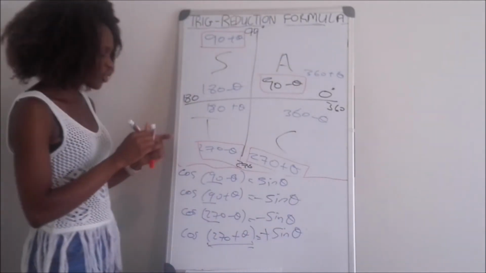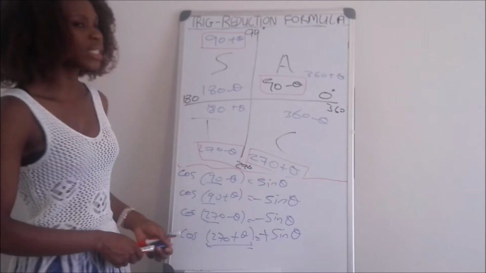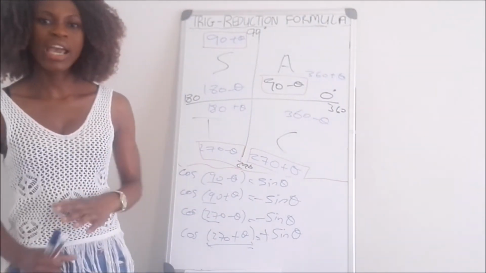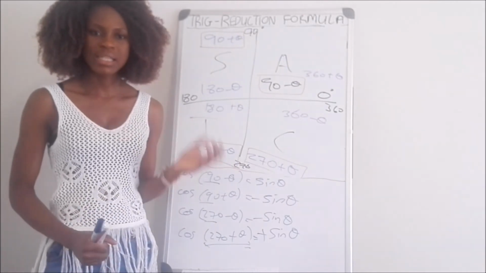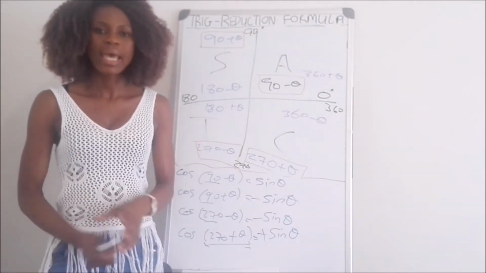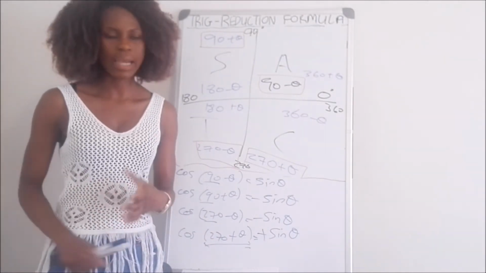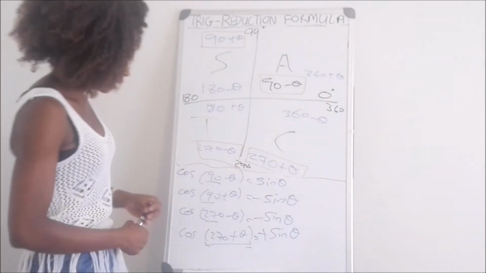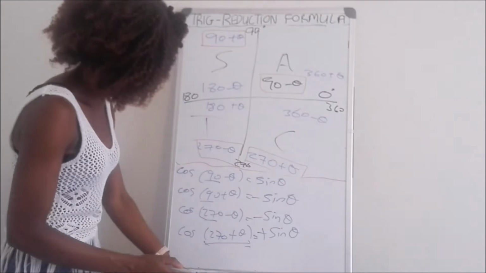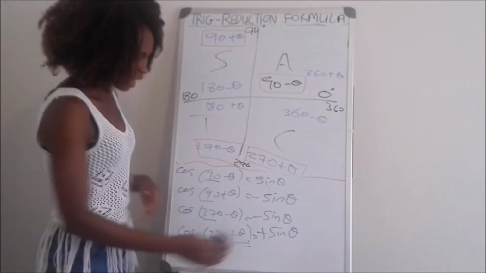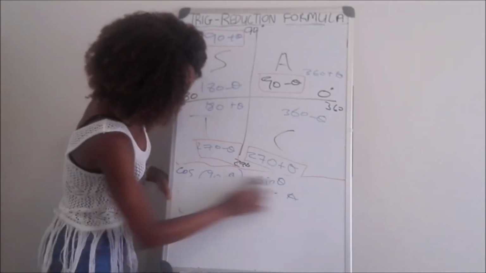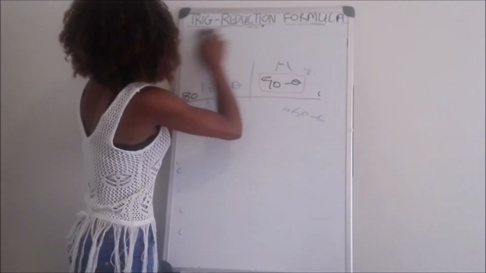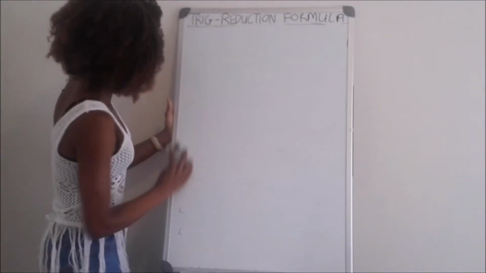Alright, with cofunction, what we must always take into consideration is with 90 and 270, and it only affects sine and cos. If it's sine, it changes into cos, and if it's cos, it changes into sine. Only in 270 and also in 90 degrees. Alright, let's look at an example and see how the cofunction will affect the answer when we are dealing with trigonometric reduction formulas.